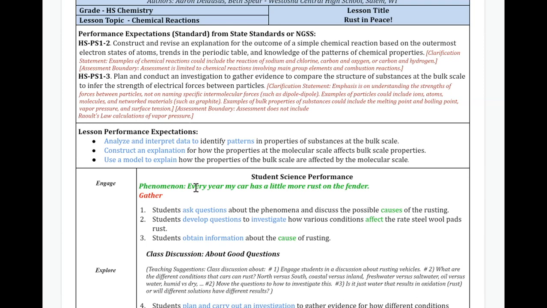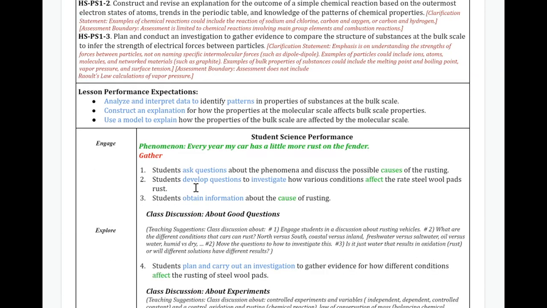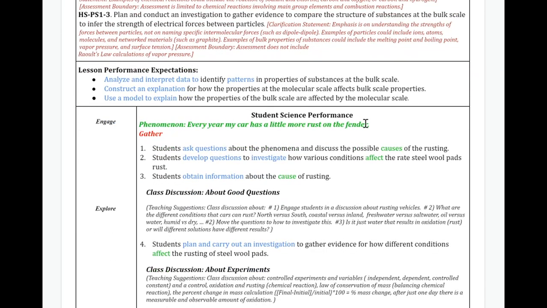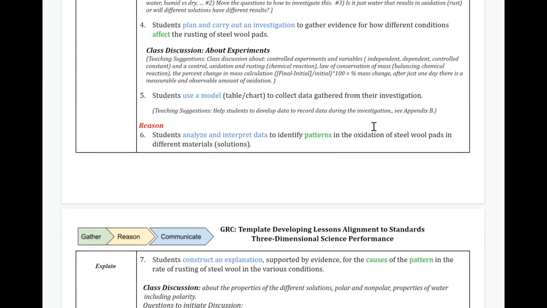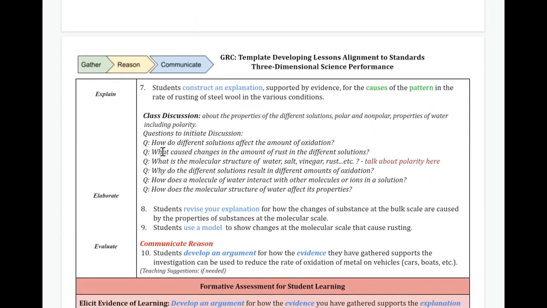There are a few things that every lesson has that are really useful, whether you're looking for a lesson, developing lessons, or developing assessments. One is that they have at least one phenomenon. So if you're looking for a phenomenon for a lesson or an assessment, this is a place you could go to find phenomena. They almost always have questions that you can use in class discussions.